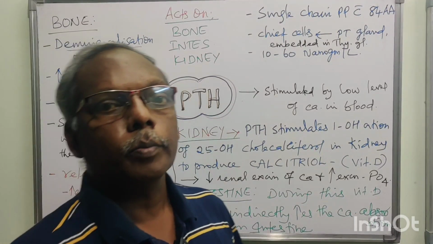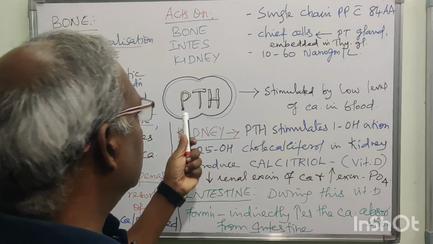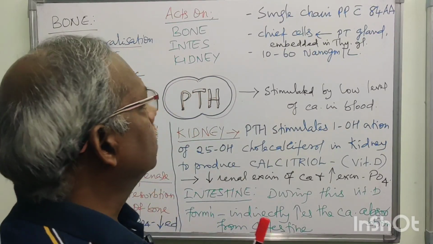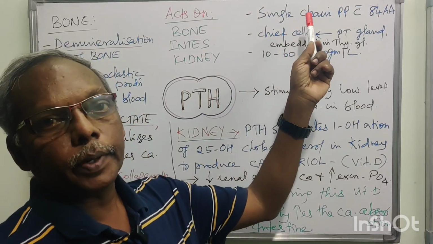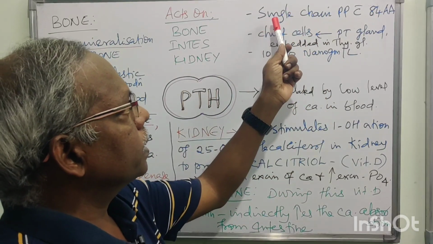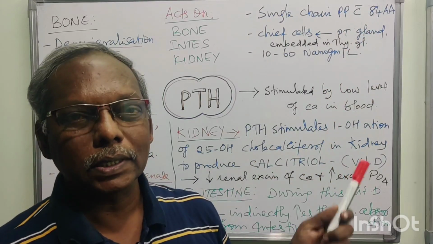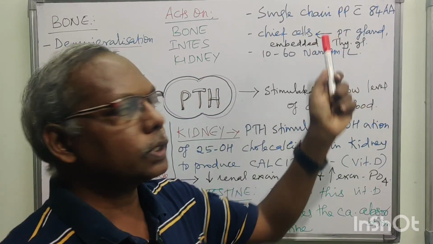Hi students, one more 5-mark question for you. The name is PTH, that is called parathyroid hormone. Coming to the introduction point, we have 3 points. Introduction part: it is a single chain polypeptide with 84 amino acids. Sometimes, very rarely, they are asking this in MCQ.